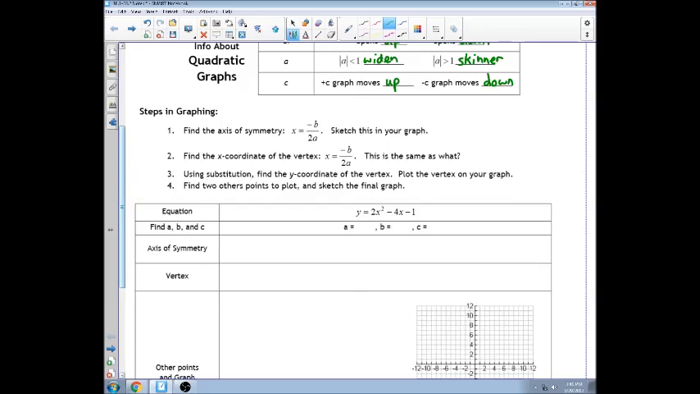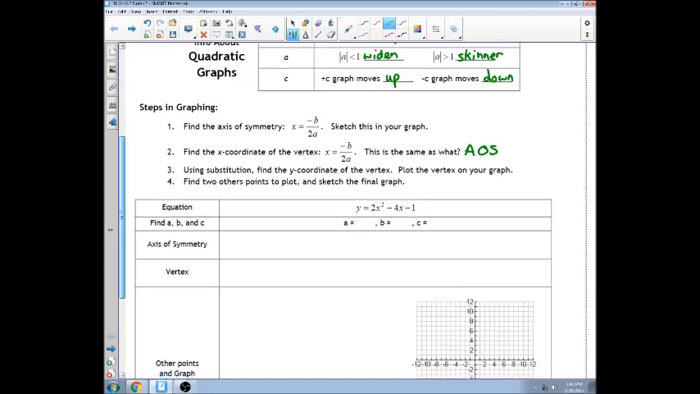x equals the opposite of b over 2a. This is the same as what? This is going to be the same as the axis of symmetry, the AOS. Okay? By using substitution, then we can find the y-coordinate of the vertex. We want to plot the vertex on your graph. We're going to use the x that we find for the x-coordinate of the vertex. We'll take that x, plug it back into the original equation for all of our x's. This will give us our y-coordinate. We need to find two other points to plot and then sketch the final graph.